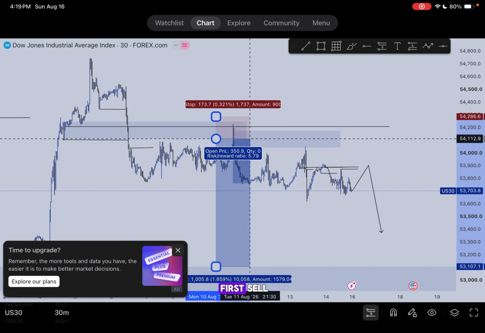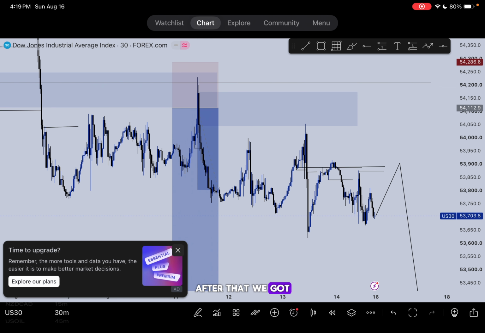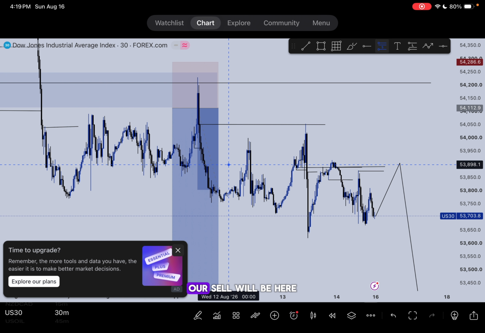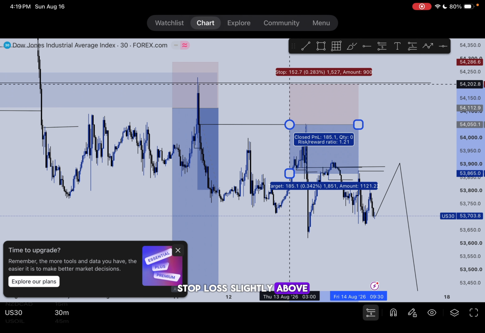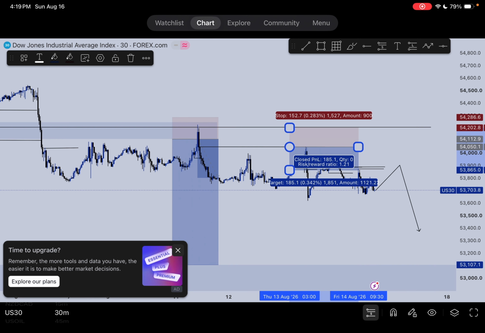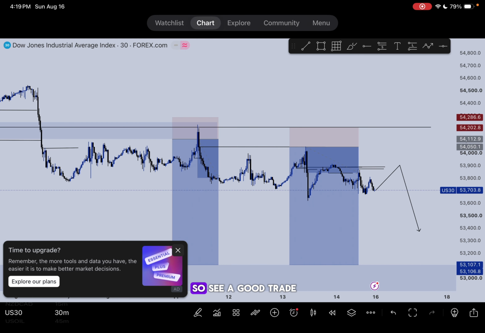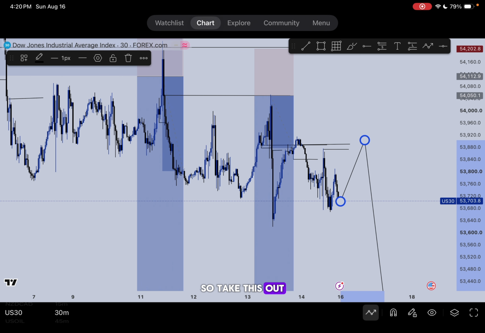This is the first sell we caught on this particular trade. After that, we got the second. Let's take that out. We got this second sell, which was a sniper entry. Our sell will be here. Stop loss slightly above the zone. Then our take profit should be here. 1:6. It's also a good trade. Remember, we are selling to buy this market, so we'll take this out.